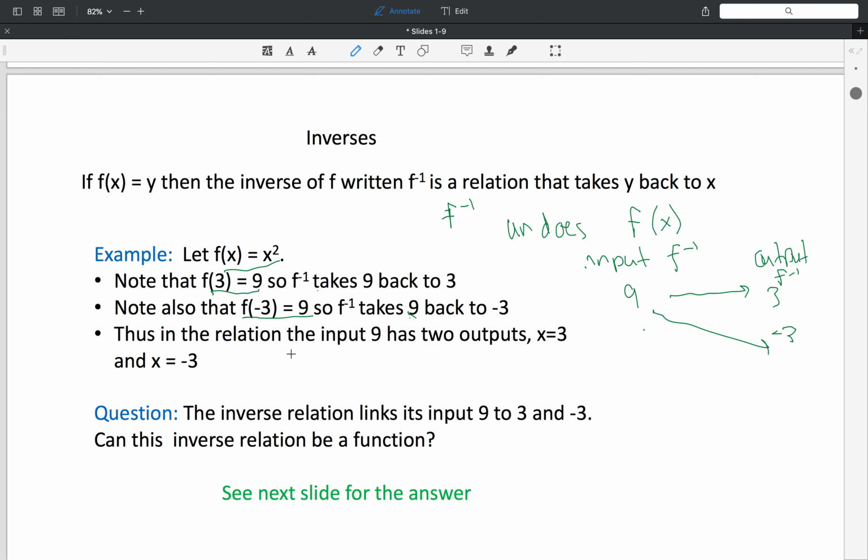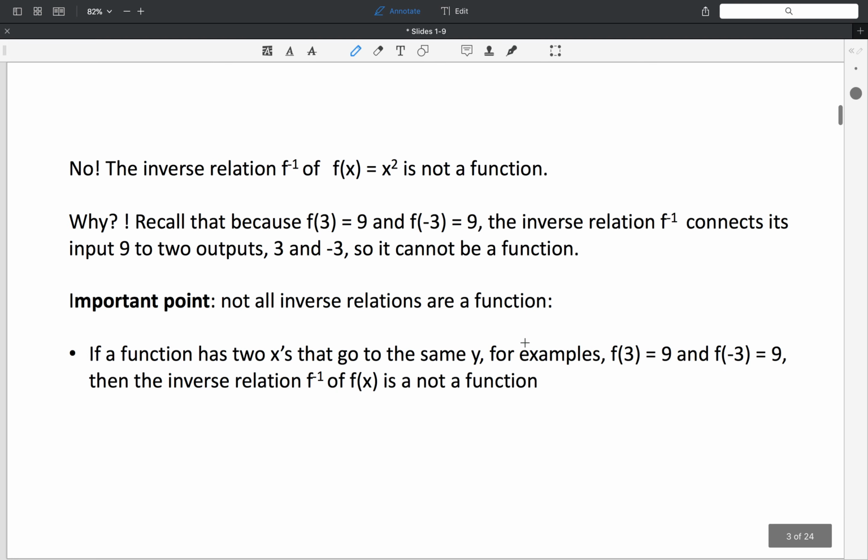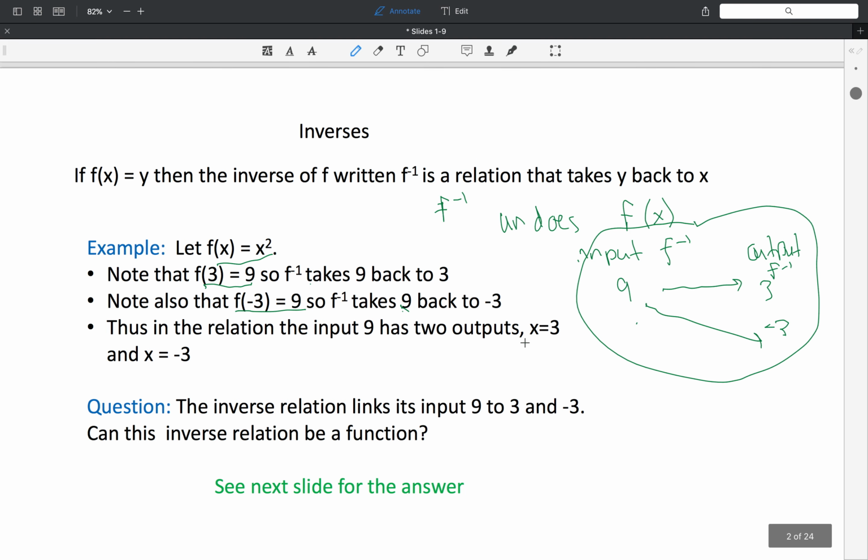Okay. Now, is the inverse as a relation a function? Think about that, pause, think about it, and hit play again and you'll be at the next slide, and that's where I'm headed now. Okay, no, the inverse is not a function. If we look back at that slide, the input 9 for the inverse has 2 outputs. That means it's not a function. We saw plenty of examples of that with relations before. A relation is only a function if every input has exactly one output.